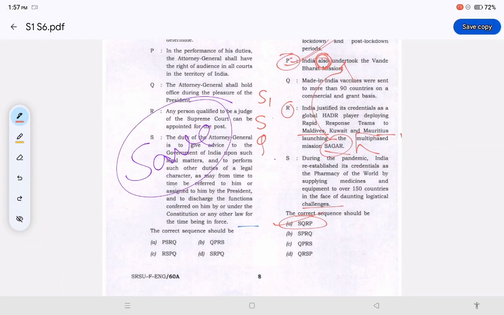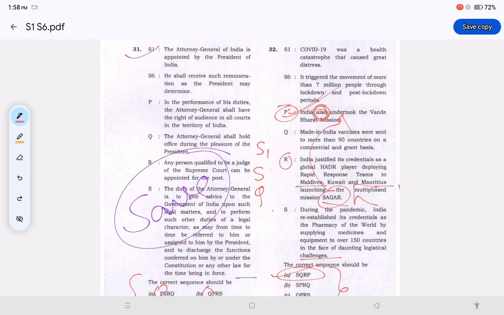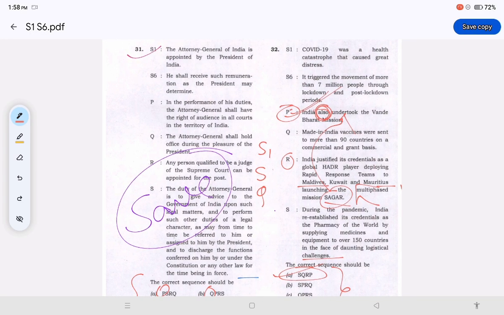Then we have options to cut. For example, in the very first question, P, Q, R, S, all the four were in the options, so there was no option to eliminate and understand. But in this case, it's a very easy deal. You can eliminate and understand. So in this question, we figured out, okay, SQRP is the answer.